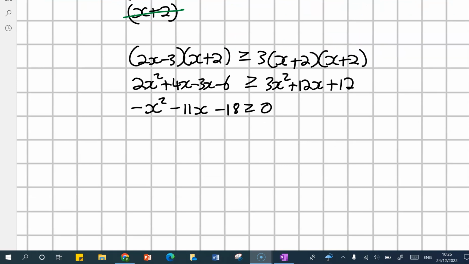So the way we solve these in class is we have everything on the left, 0 on the right, but our x squared must be positive. So I'm going to have to multiply everything here by minus 1. And if I multiply everything by minus 1, I must remember that I have to flip my inequality sign.